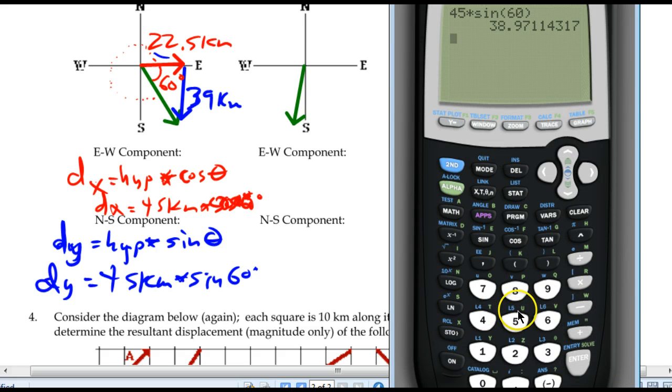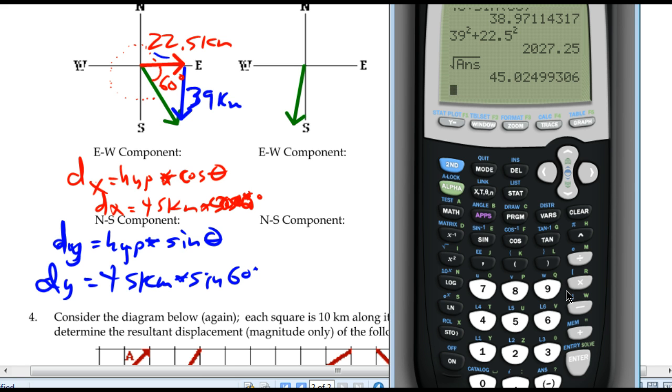So let's do a quick check this time to make sure we're right. 39x squared plus 22.5x squared. Now that's x. That's the green side, the hypotenuse squared. So take second function, square root of the answer, and we get 45. Okay, now 45 to 3 significant figures, which is all we really need, and we're correct.